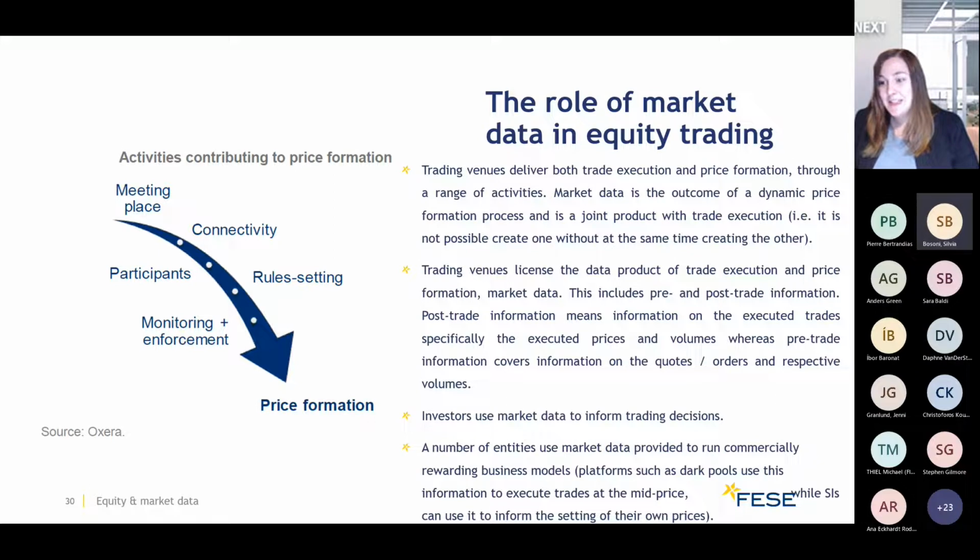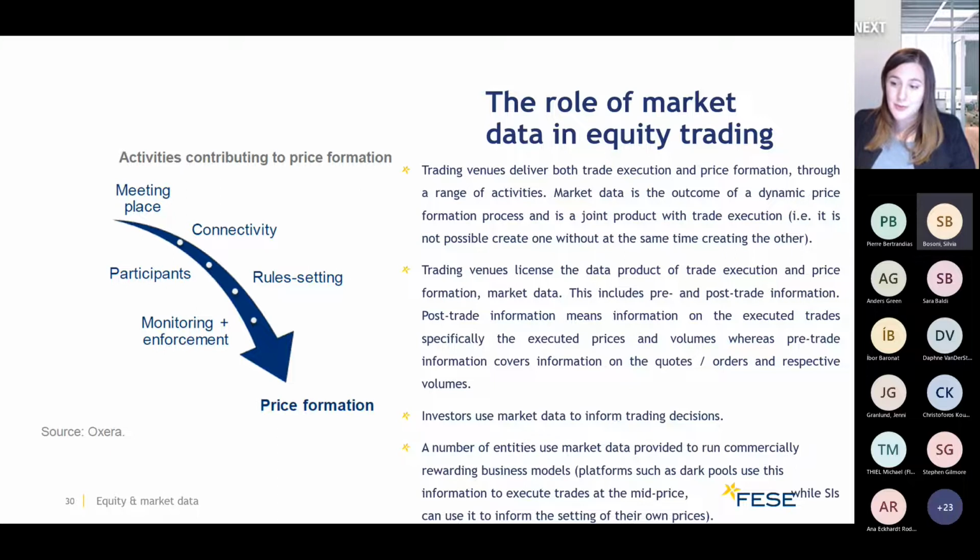When we talk about market data, we talk about pre-trade and post-trade data. The pre-trade data is mainly the data that's there before a trade has happened. That's everyone telling the platform, I want to buy this volume of this product for this price, or I want to sell this volume for this price. That's all the data that Pierre and Anders talked about. That's what we call pre-trade data. It's available in our order books, and it shows what's out there, what's available, and for what price.